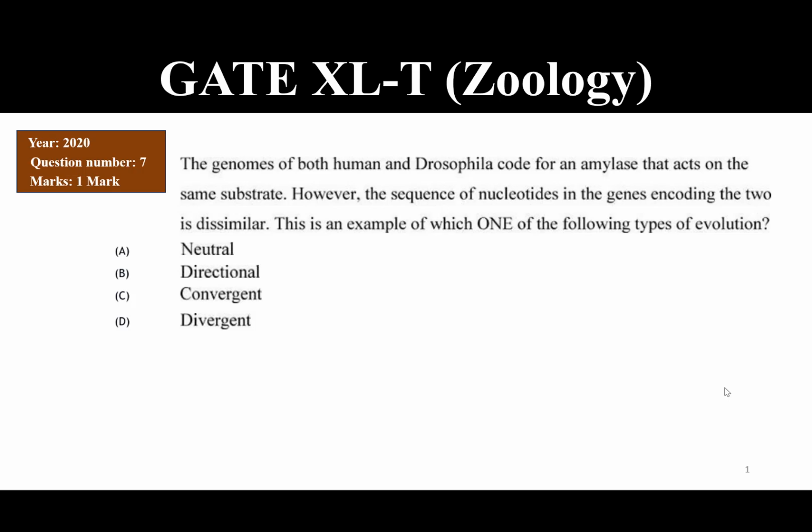The genomes of both human and Drosophila code for an amylase that acts on the same substrate. However, the sequence of nucleotides in the genes encoding the two is dissimilar. This is an example of which one of the following types of evolution. Let's look into these different types of evolution individually.